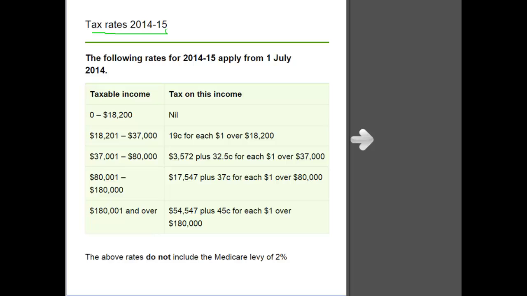These tax rates apply from the 1st July 2014. The taxation is paid for the financial year, and that started on the 1st of July 2014 and will end on the 30th of June 2015. So that's what we call the financial year. It's different to a normal year, and we work in that way.